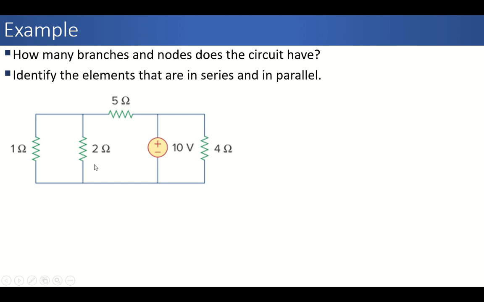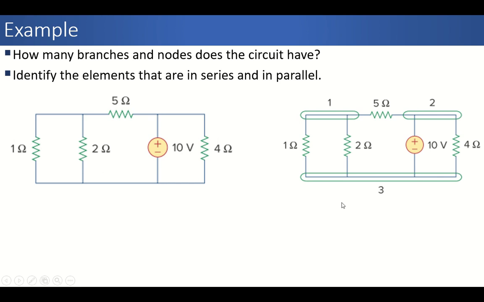But for parallel, we can say that 2 ohm and 1 ohm resistance are in parallel because starting point of 2 ohm is same as starting point of 1 ohm, and ending point of 2 ohm is same as ending point of 1 ohm. Similarly, 10 volt and 4 ohm resistance are in parallel because starting point of 10 volt is same as starting point of 4 ohm, and ending points are also same, just like this.